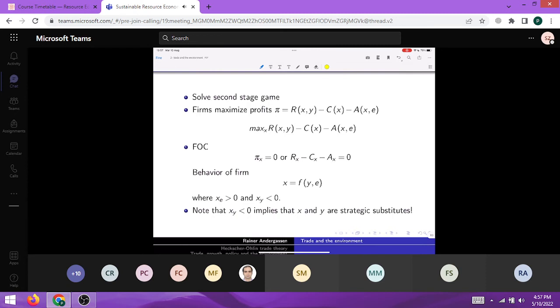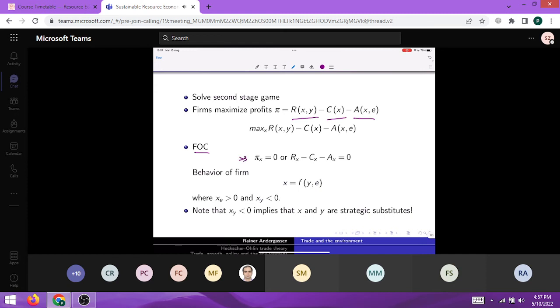Okay, so let's see how this is done here. Profits are therefore revenues minus production costs and minus abatement costs. So what I have to do is maximize profits choosing X and taking E and Y as given, because in this way you get the best response function. Given what the policymaker has chosen and given what my competitor does, I define what's optimal for me to produce. So the first order condition is pi x equals 0.